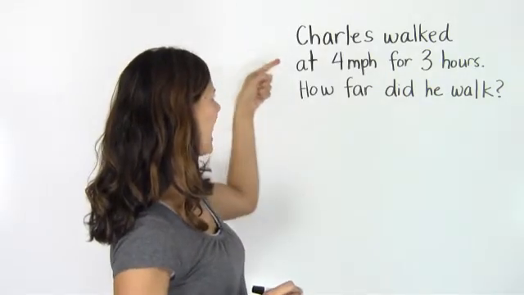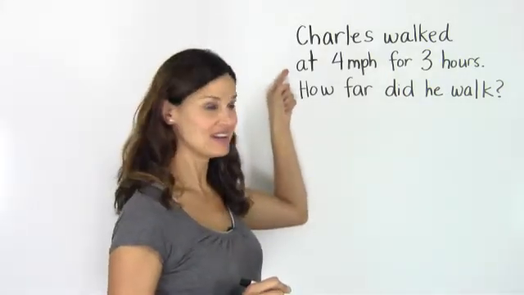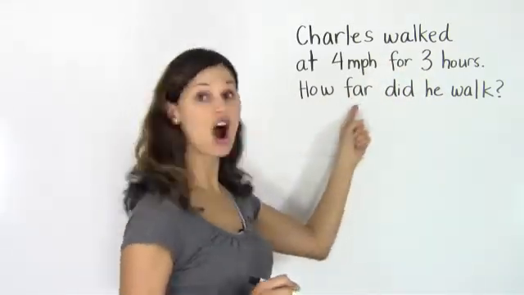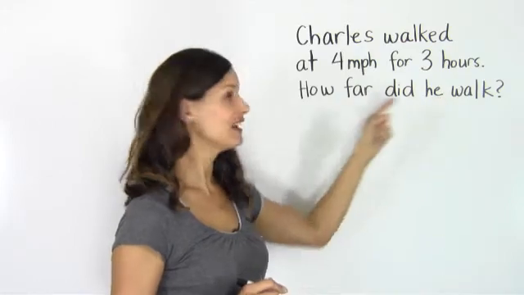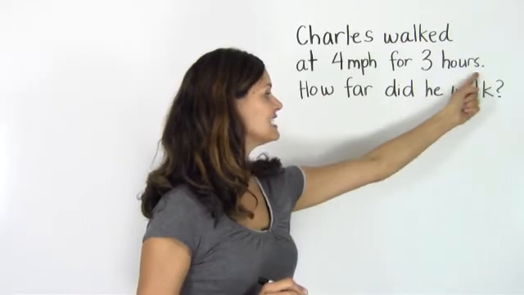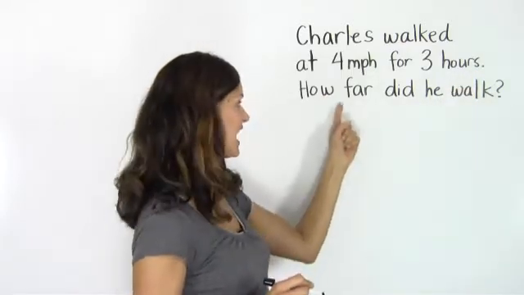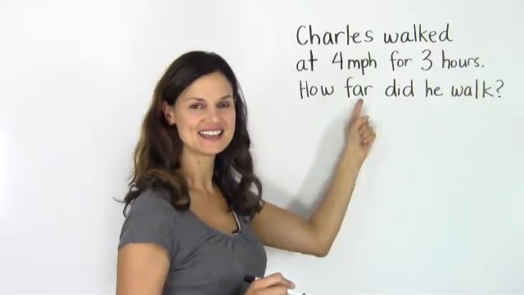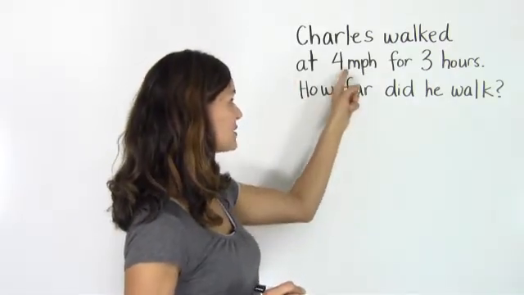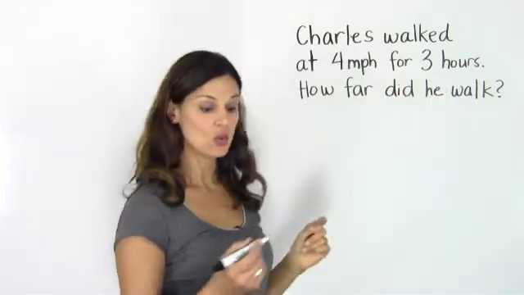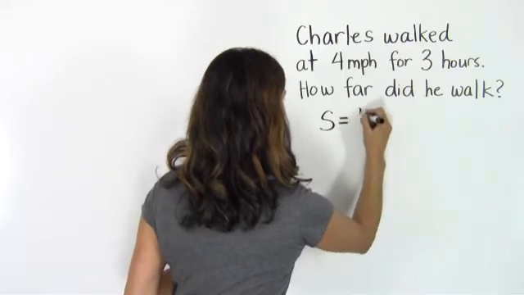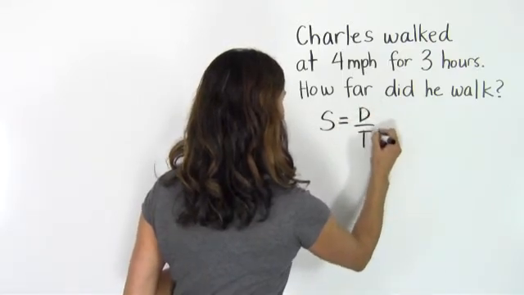Charles walked at 4 miles per hour for 3 hours. And our question is, how far did he walk? So I can see I've got speed and I've got time, and I want to find distance. So to find the answer to this problem when we already know the speed and the time, we're going to return to our formula of speed equals distance divided by time.